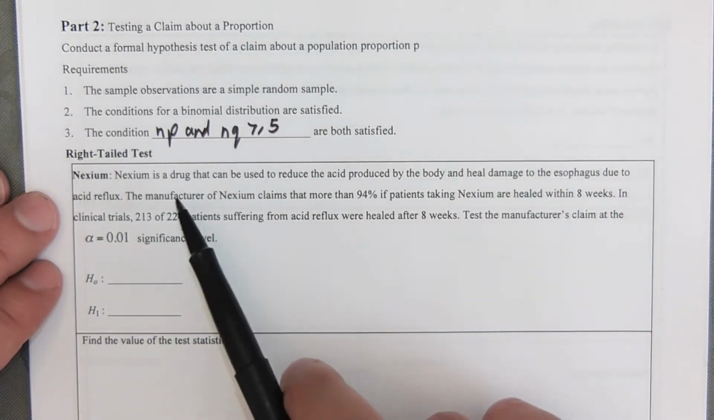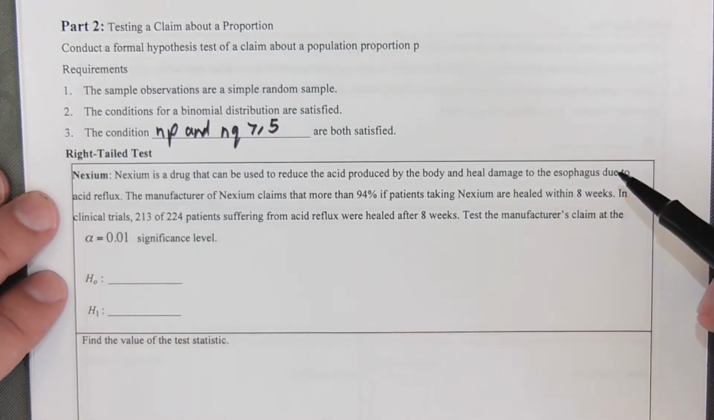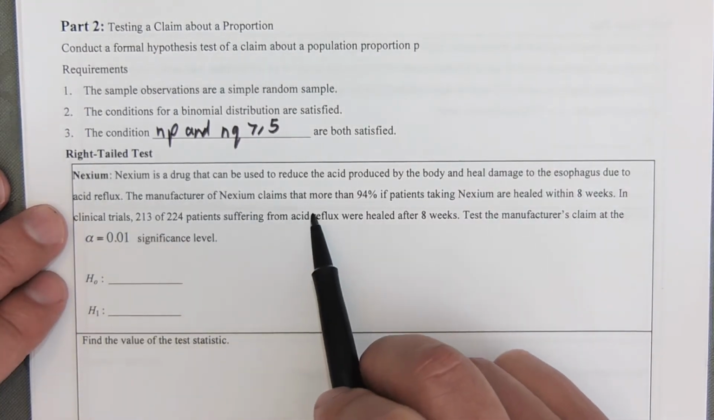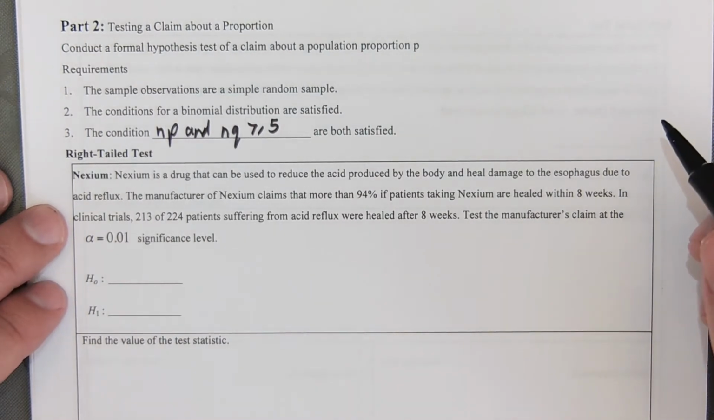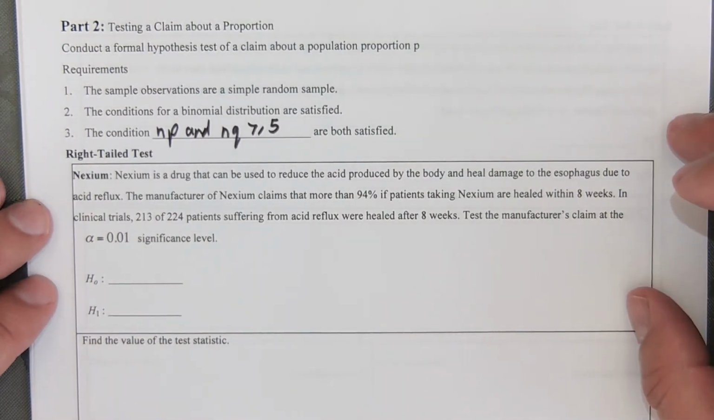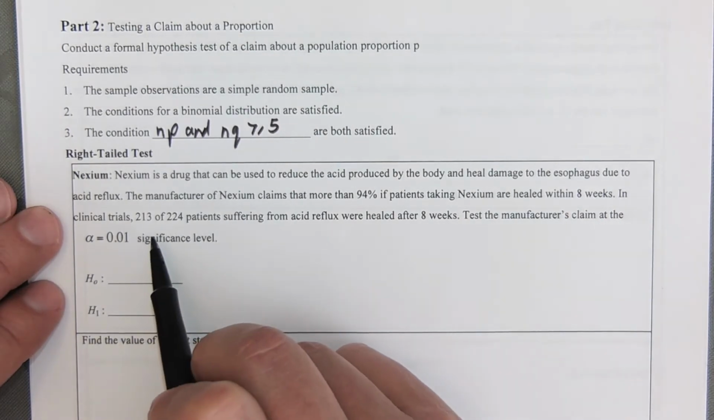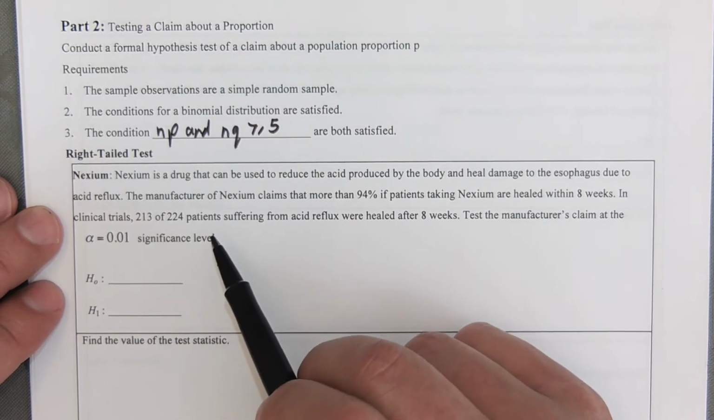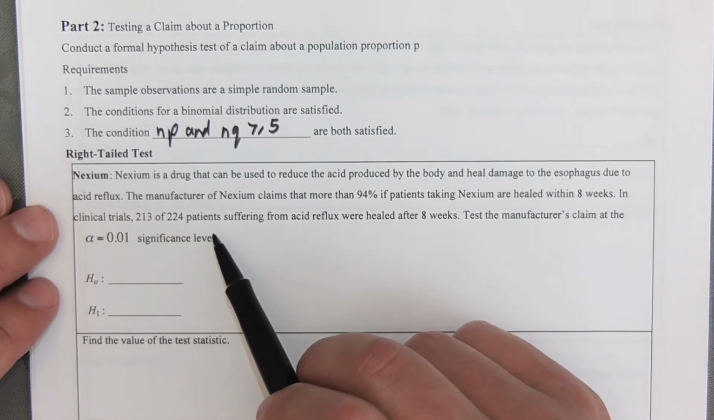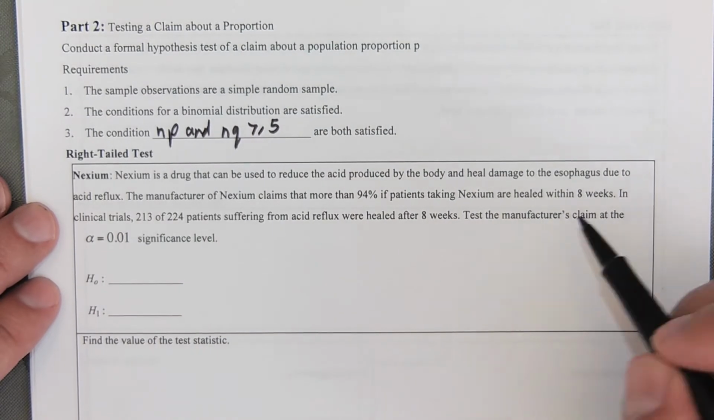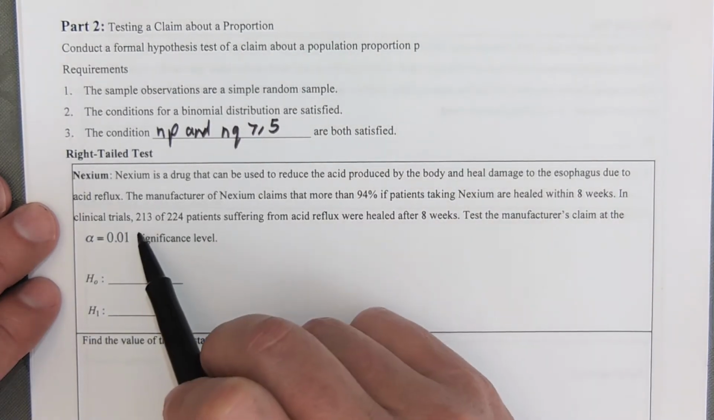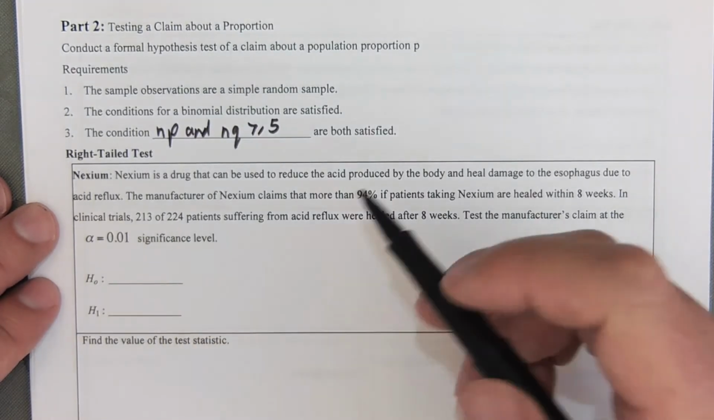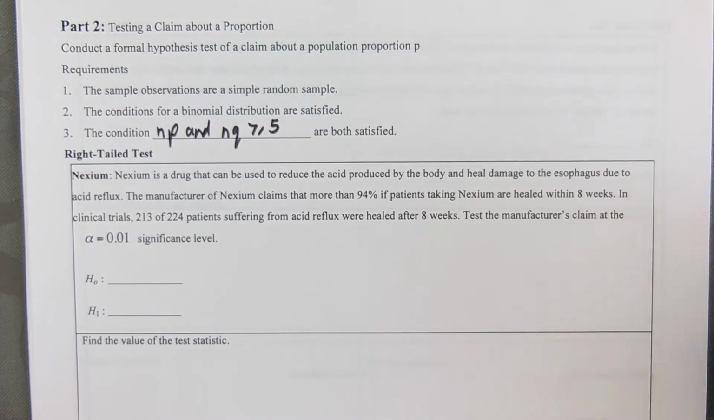So in this case, we have a drug called Nexium. You can read the first sentence. It's about healing the esophagus. It says the manufacturer of Nexium claims that more than 94% of patients taking Nexium are healed within 8 weeks. Then there was a clinical trial. Clinical trials are very important. They're very controlled, usually double-blind. You can look up what that means. That means even the nurses administering the medicine don't know if it's the placebo or not. In that particular clinical trial, 213 of the 224 patients suffering from acid reflux were healed within 8 weeks.